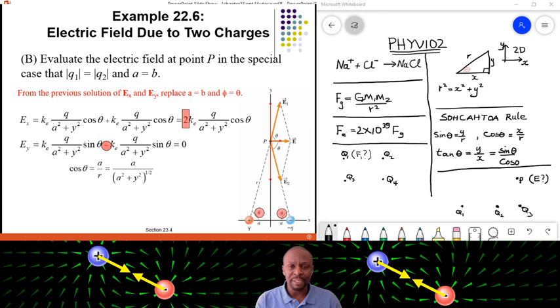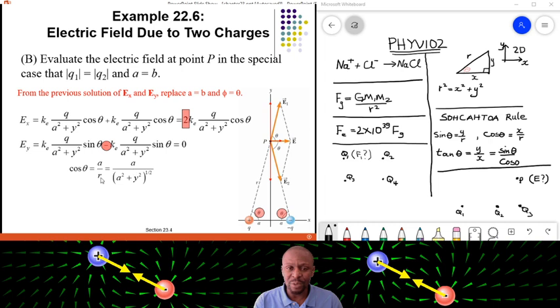But then, what is the cosine of theta in this? Using the SOHCAHTOA term, the cosine of theta, because this angle here is also equivalent to theta. Why is it theta? Because of the alternating angles. If that angle here is theta, then that angle is also theta. Therefore, the cosine of theta is just given by A over R. Now, what is A over R?